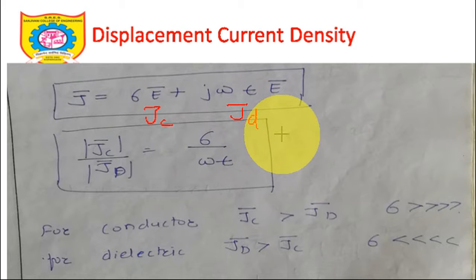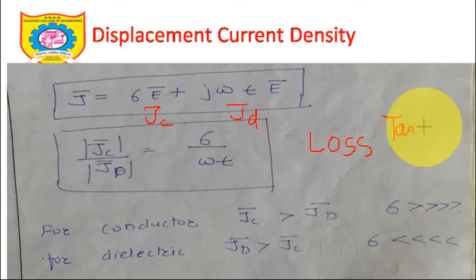If I take a ratio of JC by JD, it becomes sigma E bar divided by J omega epsilon E bar, but I need to take a modulus. So taking the modulus, I remain with sigma upon omega epsilon. So the ratio of JC upon JD is equal to sigma upon omega epsilon, which is also called loss tangent. What it means is that the loss tangent value gives us an indication of how lossy the dielectric is.